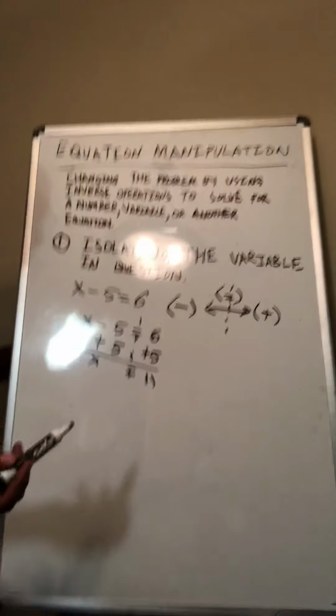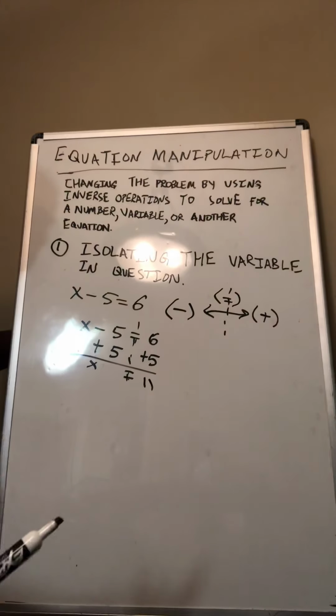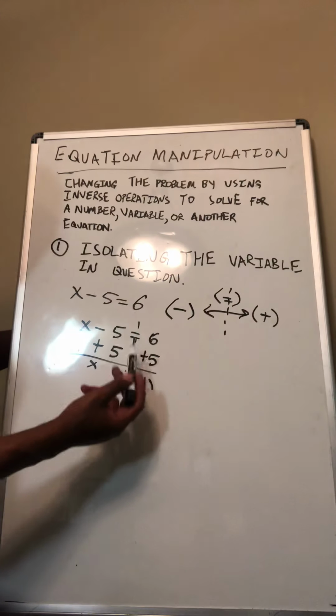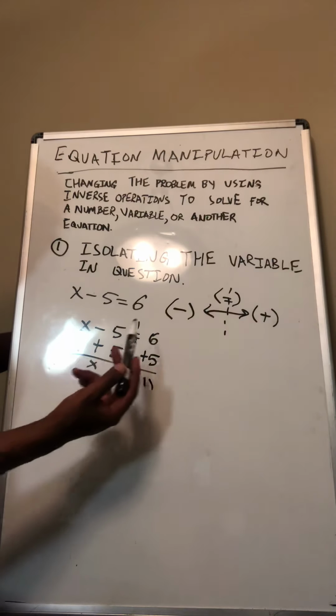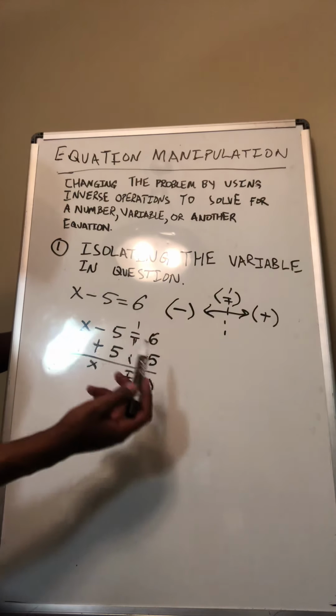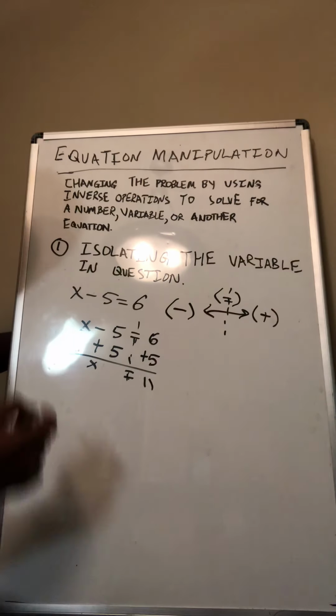This is done because in order for an equation to remain equal, whatever you do to one side of your equal sign, you have to do to the other. Whatever is done to one side of the equal sign has to be done to the other to keep consistency in your problem. So here, this one's done.